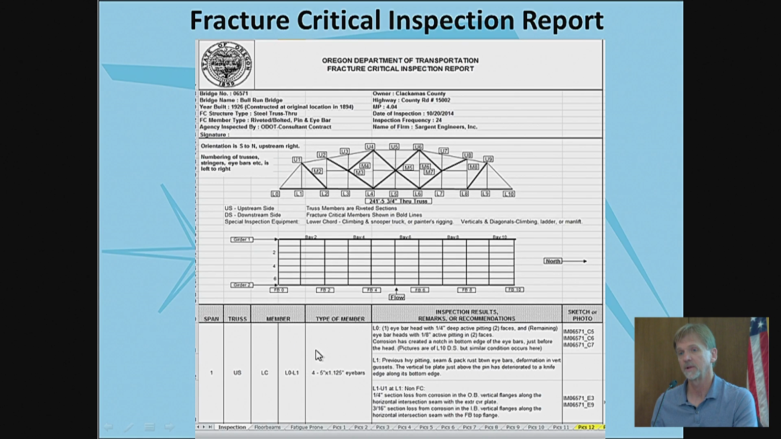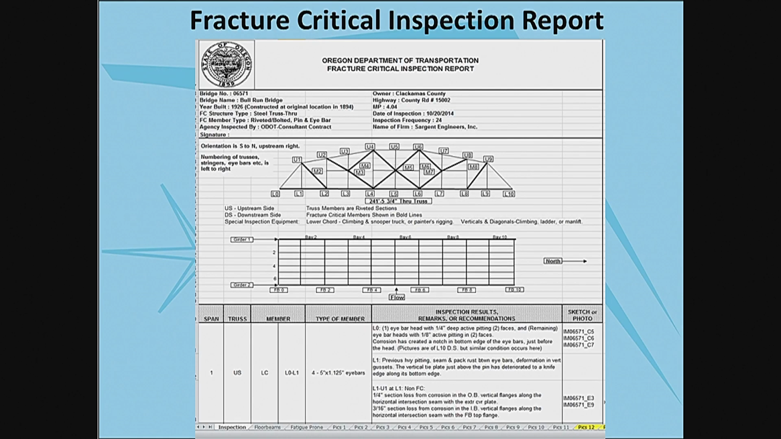That makes it easier to pick out which of the members the report is actually talking about. Down below you have the span, truss, the member, the type of member, and then detailed remarks on what might be going on with that member. It's also important to include a photo reference and the photo itself. Photo representation is very important so that when you're doing these reports in the future, you can see what the condition was before. Has it gotten worse? So when you get these reports, this is what you will normally see.